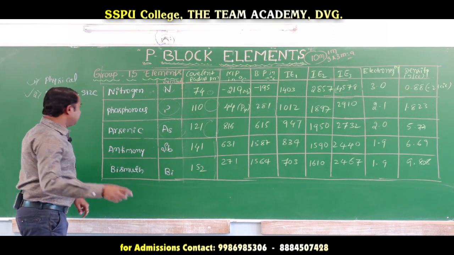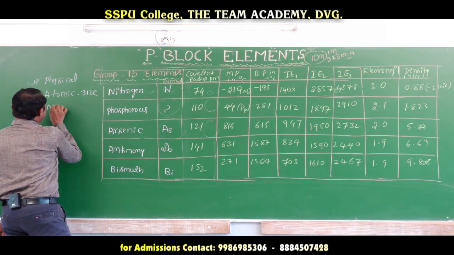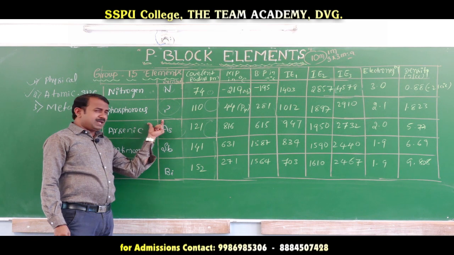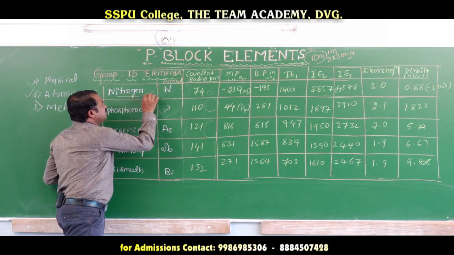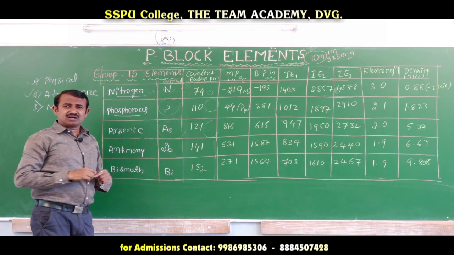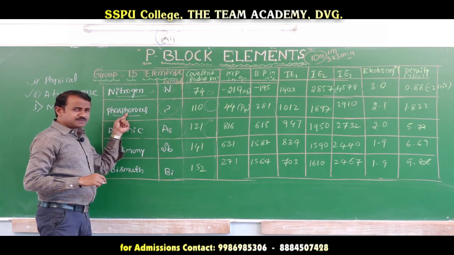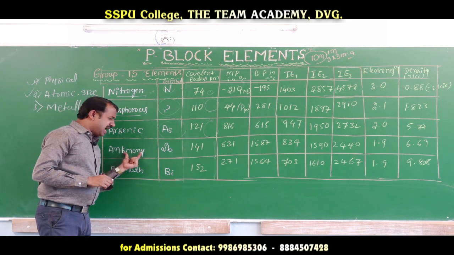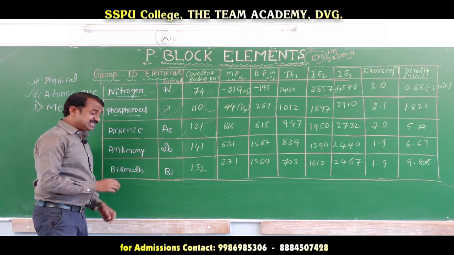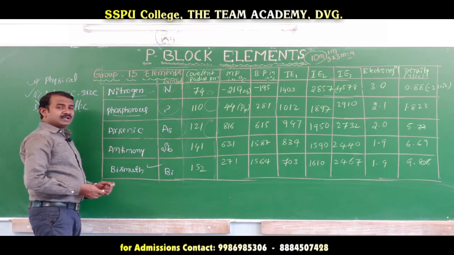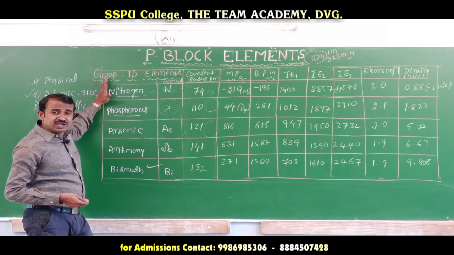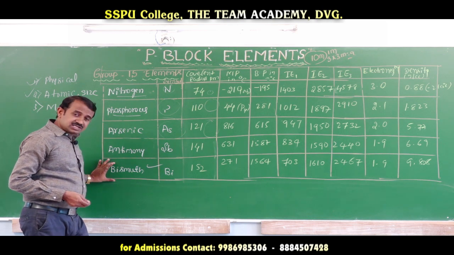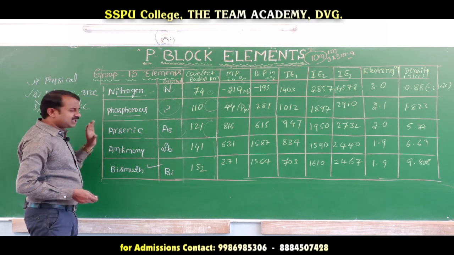Okay. Next one is the metallic character of the p block elements. Nitrogen and phosphorus are non-metals. Arsenic and antimony are metalloids. But bismuth has a metallic character. So group 15 elements include non-metals, metalloids and metals. That is the metallic character.